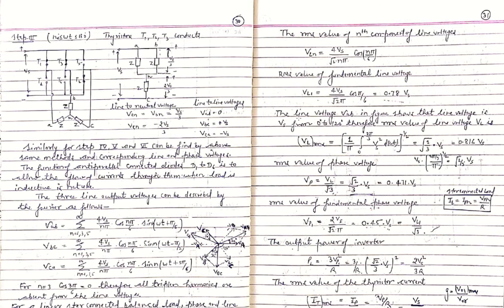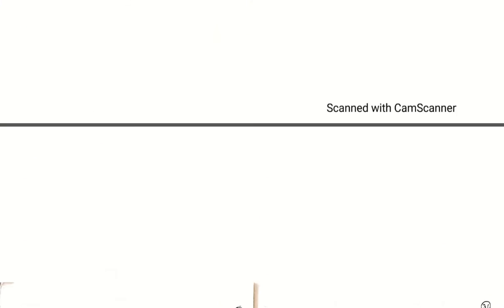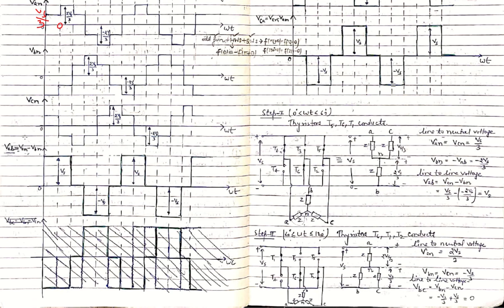Now we want the full line voltage RMS value. This is the fundamental, and we can easily calculate line voltage values. The line voltage VAB in the figure shows that the line voltage is Vs from 0 to 120 degrees. Go to the line voltage waveform of VAB. It is conducting from 0 to 120 degree duration, having a magnitude of Vs. After this it is 0 and again minus Vs, and in this way it completes one cycle. So up to 120 degrees it has a magnitude of Vs.